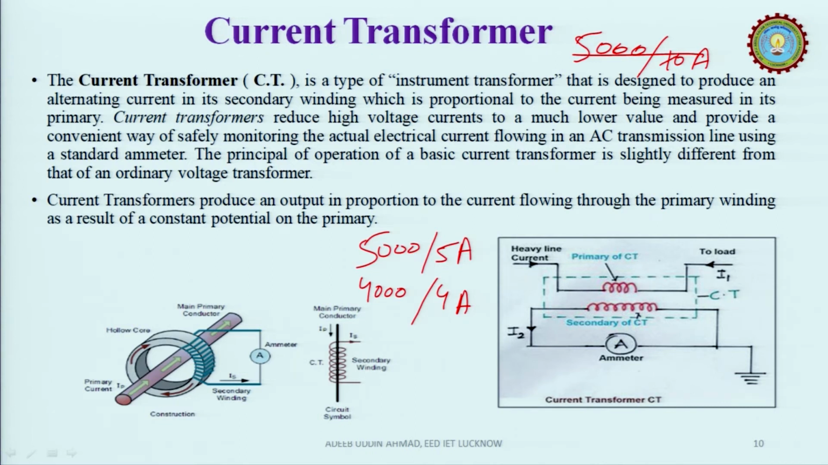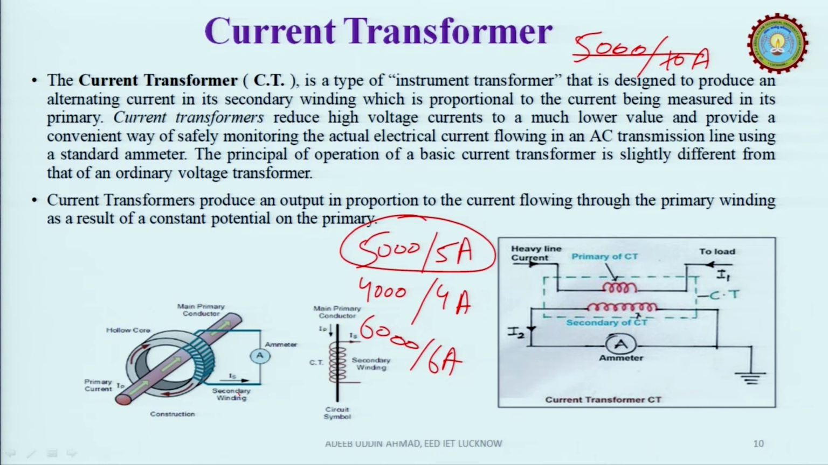Suppose the primary has some 6000 ampere current. This will lead to the secondary of 6 ampere for this 5000 by 5 ampere type of CT. With this diagram you can understand, this is the primary, and with this primary we have some hollow core, and on this hollow core we have some winding, and this winding is called the secondary winding.